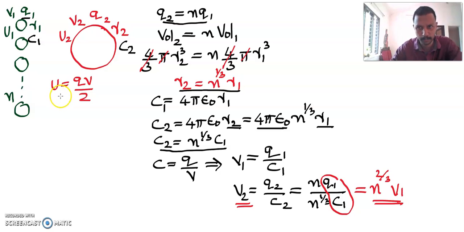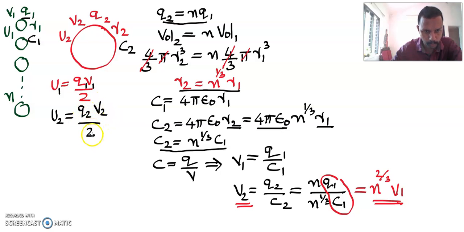I can use this expression. If we are using other expressions also, you will get the same result. Now I am using this expression. Since we know U is equal to QV by 2, if it is energy stored in the smaller spherical liquid drop, it will be U1 is equal to Q1 V1 by 2. Then what should be the expression for energy stored in the larger liquid drop? It should be U2 is equal to Q2 V2 by 2.